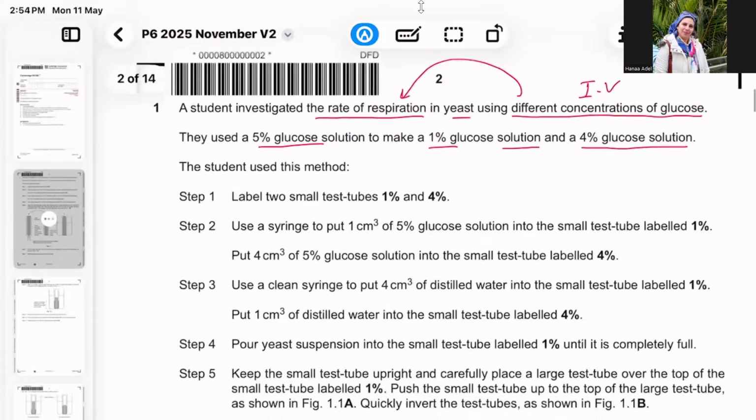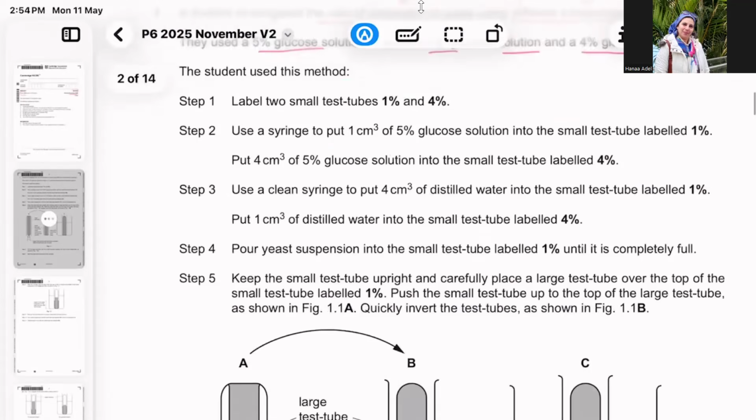Okay? The student used this method: label 2 small test tubes 1% and 4%. Use a syringe to put 1 cubic centimeter of 5% glucose solution into the small test tube labeled 1%, and put 4 cubic centimeter of 5% glucose solution into the small test tube labeled 4%.